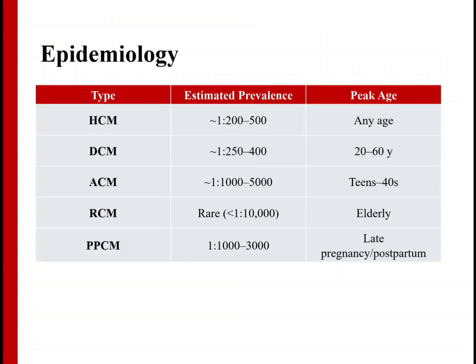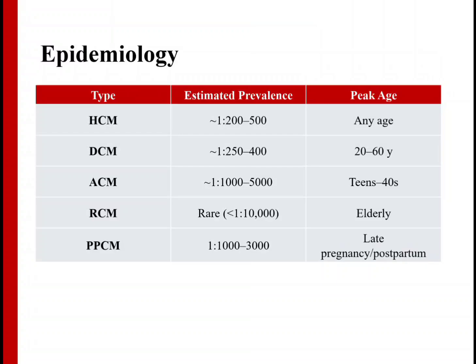Hypertrophic cardiomyopathy prevalence ranges from 1 in 200 to 1 in 500, making it more common than most people think. It can manifest at any age, but often surfaces in adolescence or early adulthood, particularly in athletic populations.